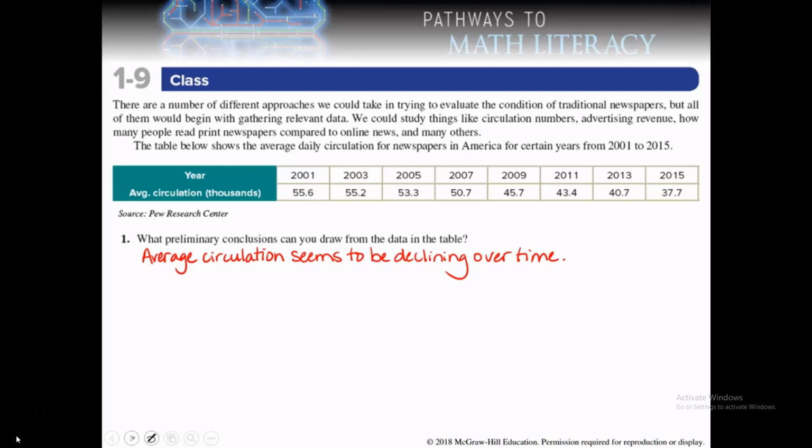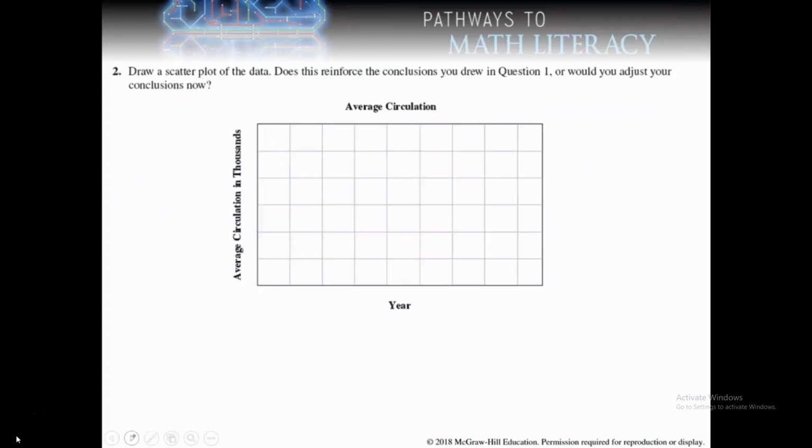So then we'll flip over to number 2, where we'll use that data to create a scatter plot. So I've chosen a scale that makes sense for each axis, and now I'll plot the points. And then this asks whether we still have the same conclusions we drew before. And I would say yes. Looking at the way that the points are dropping as you move to the right, it does agree that the average circulation is declining.